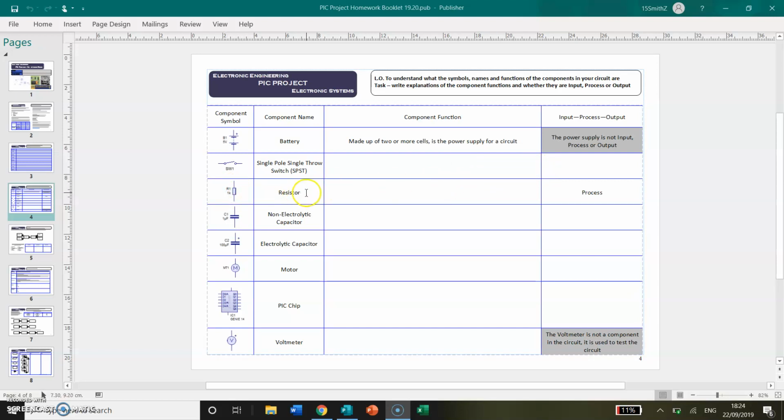Resistors are used to reduce the flow of current, control the flow of current within the circuit. They can be used to protect components, or they can be used to split the voltages.